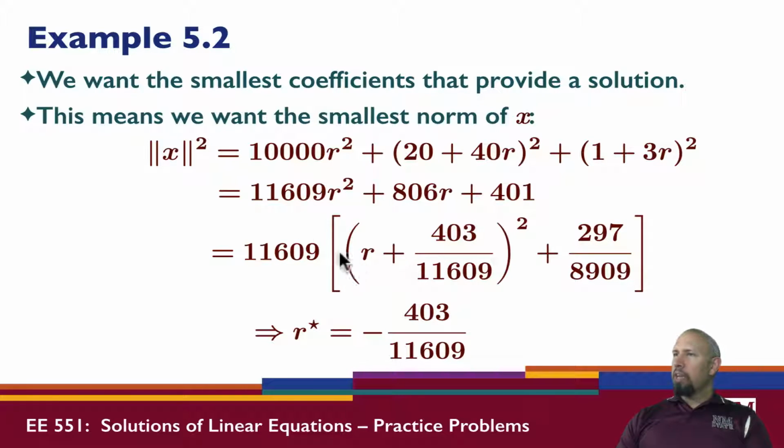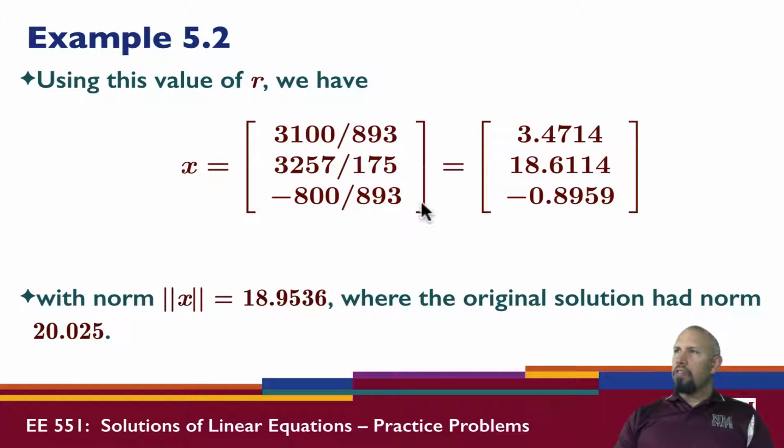And when we complete the square, we can see that when r is equal to minus this quantity, the norm is minimized, and so we get that. The norm is that. So with this value of r, this is the x we get. These are the numerical values of that. With this norm, the norm is this quantity, whereas the original x naught, the norm was 20. It's clearly greater. So this gives us a smaller norm.